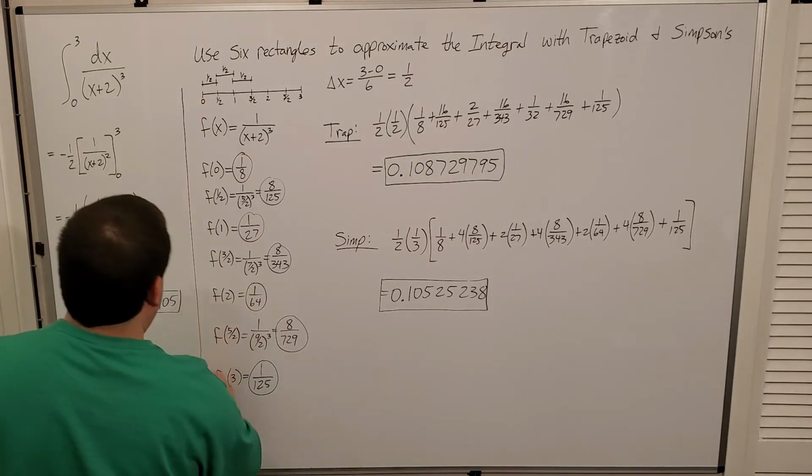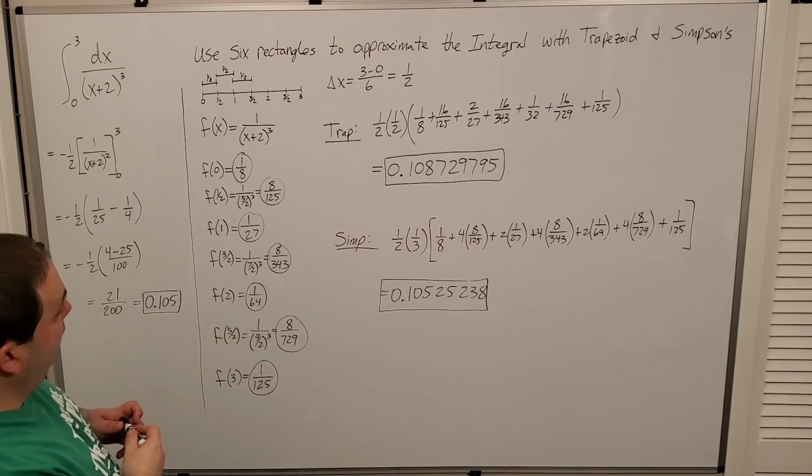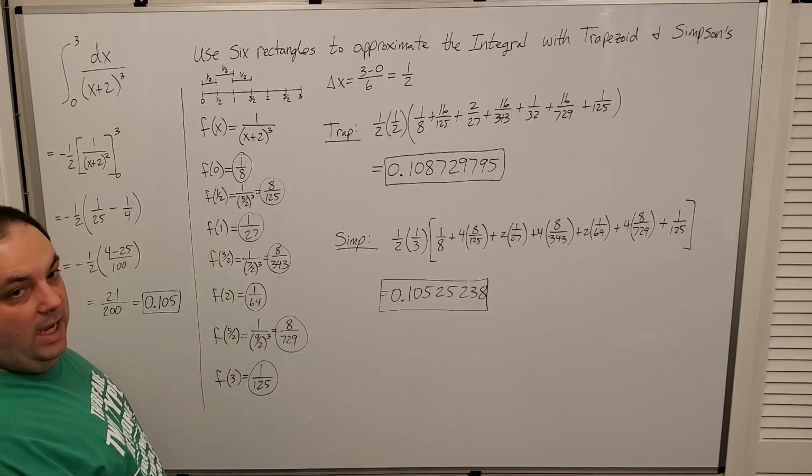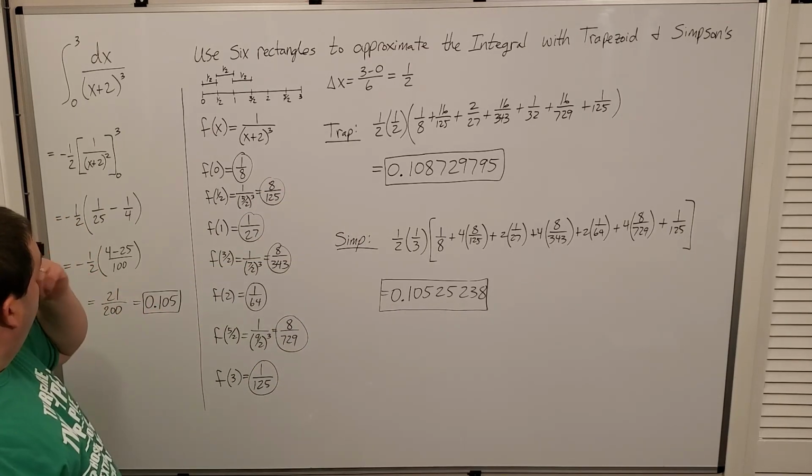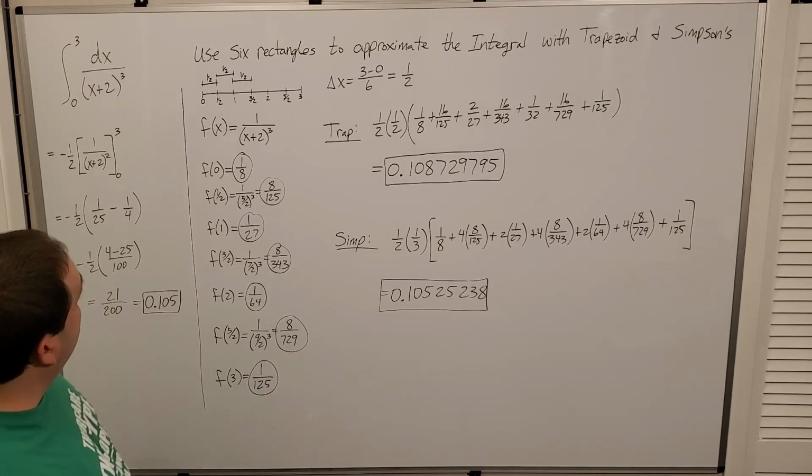Okay? So again, notice Simpson's rule got really, really close, even though we only did 6 rectangles, right? Came really close to approximating that particular integral there.